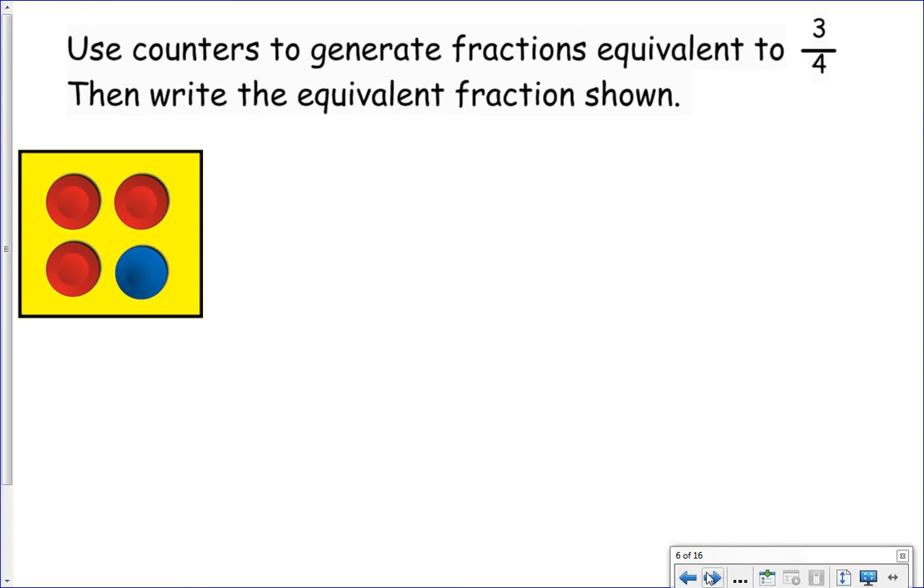All right, so we're going to use counters again to generate fractions equivalent to 3/4. Okay, so with your counters, I want you to duplicate that. So you're going to have 3 red counters and 1 yellow counter. So this is our first 3/4 right here.